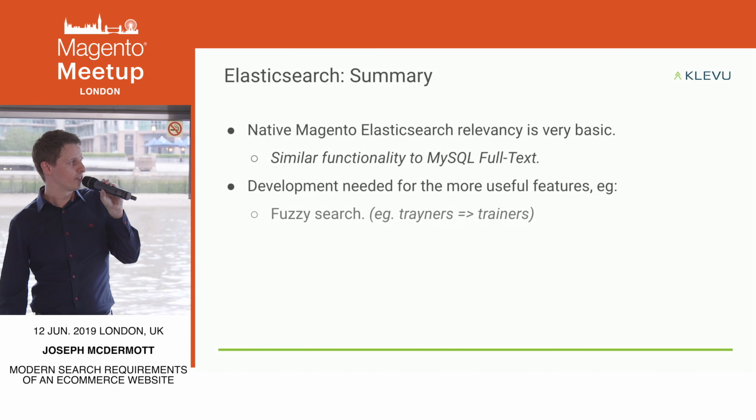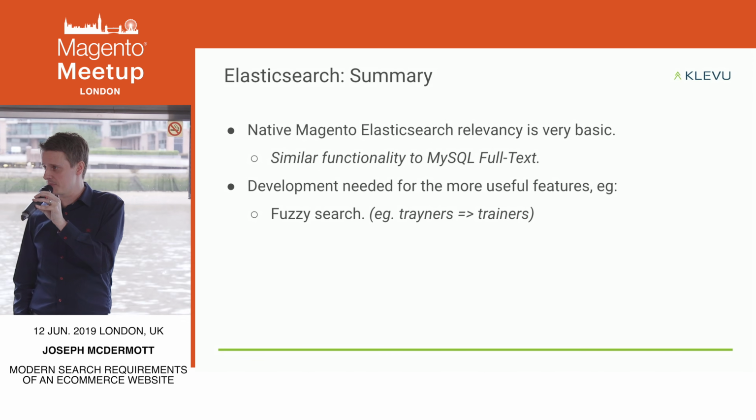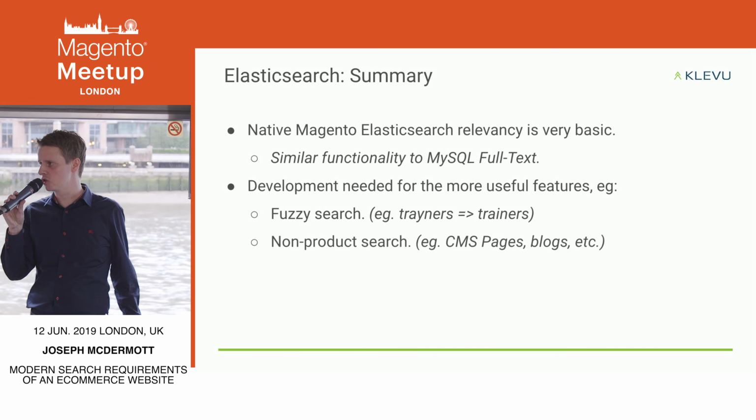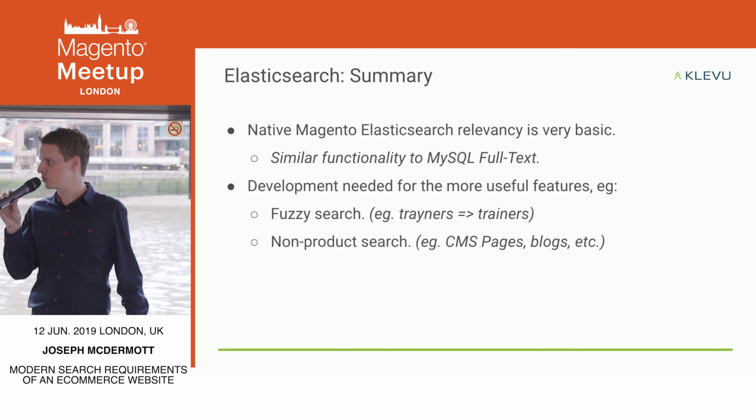Development is needed for any of the more useful features like fuzzy search for spelling corrections, or to include non-product content like CMS pages or blogs. You don't get any of this out of the box with Magento 2.